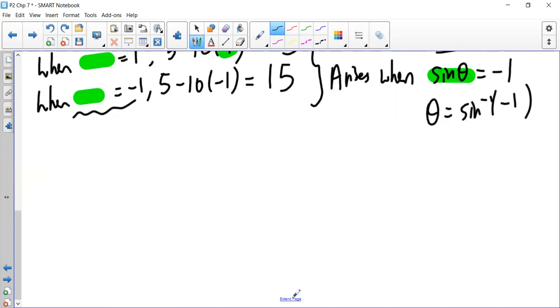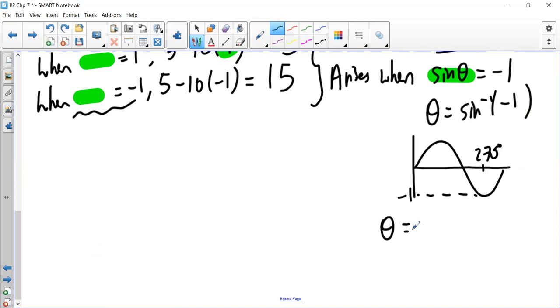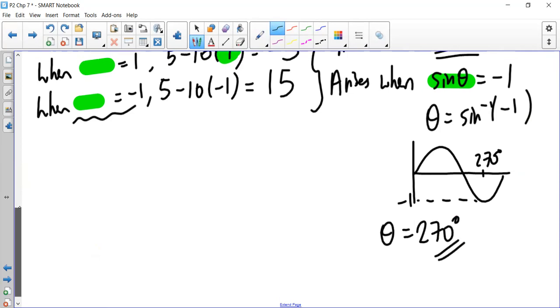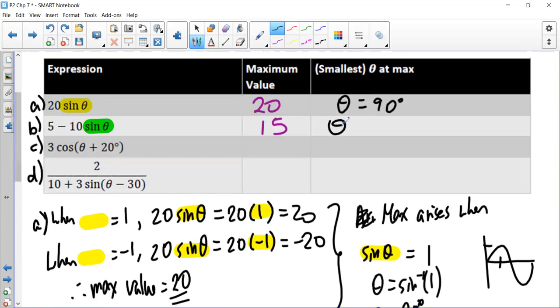So that's when the calculator becomes useless. When sine theta equals -1, it's -90, but the question was for a positive answer. So the first positive answer is here, 270 degrees. So theta equals 270 degrees. I'm going to put theta equals -90 degrees, but we're not going to use it. We'll use 270 degrees instead.